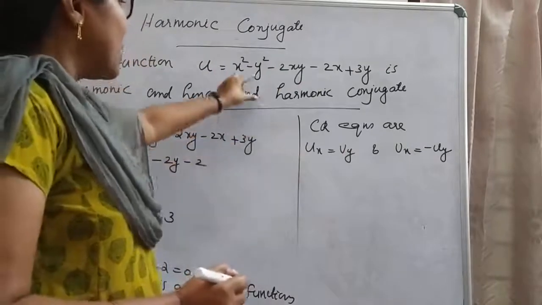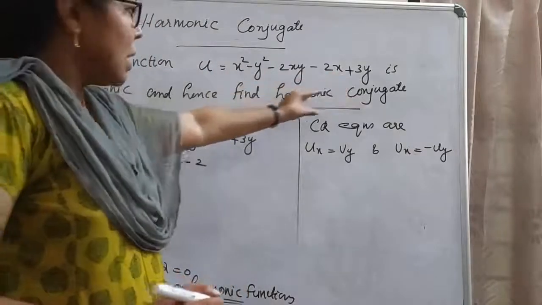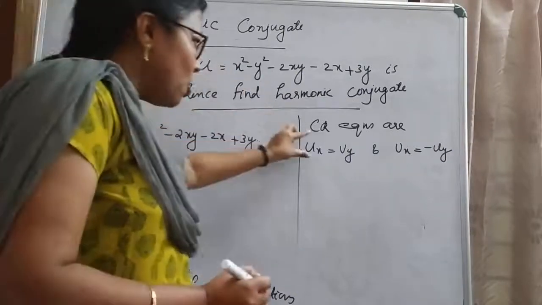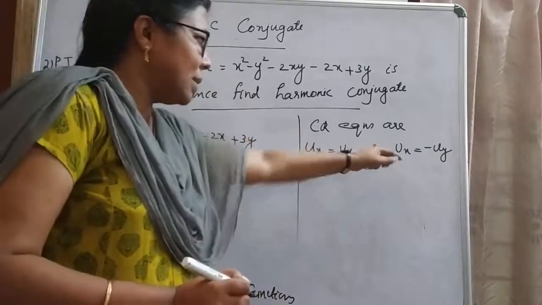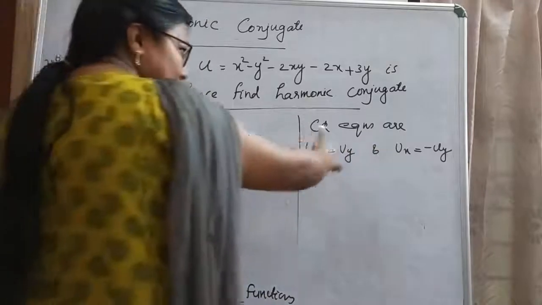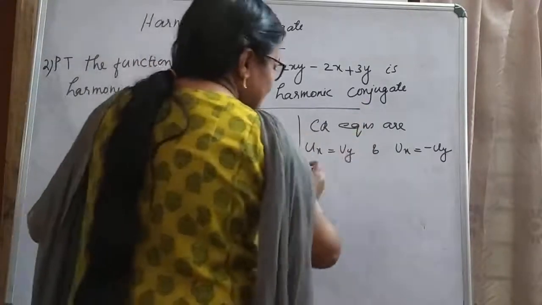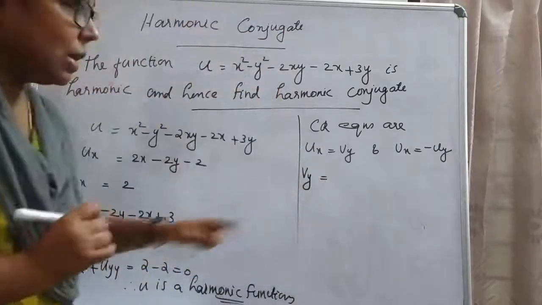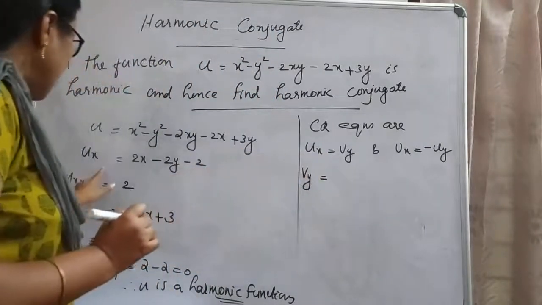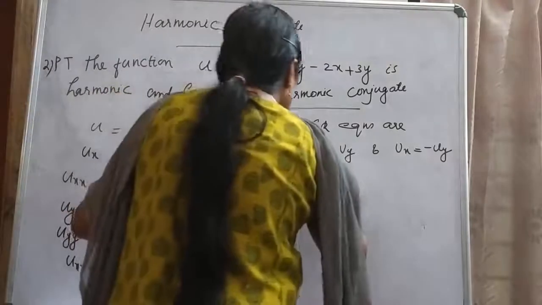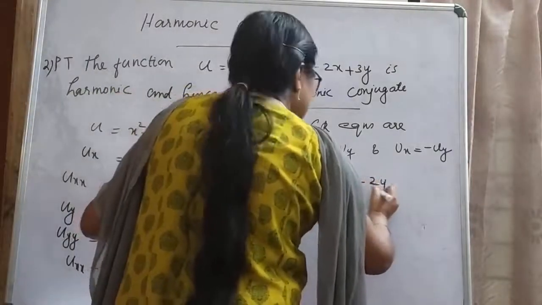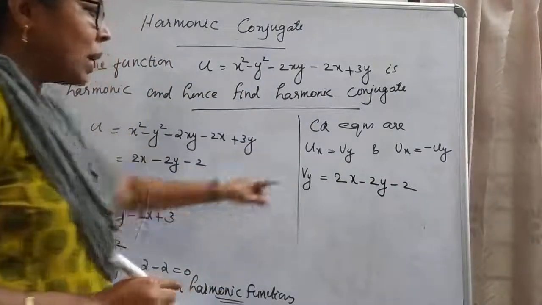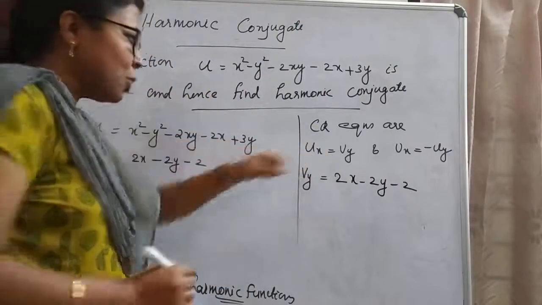Now we have to find the harmonic conjugate. The harmonic conjugate of u is v. But we know only ux and uy. Therefore, by CR equations we can write vx and vy. Here vy is ux. Ux is 2x minus 2y minus 2. From this we have to find v by integrating with respect to y.